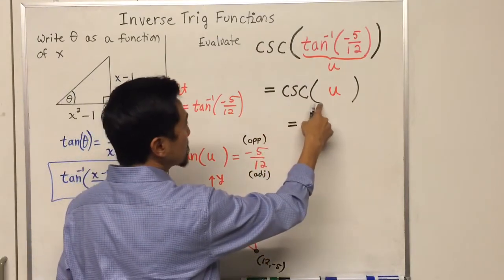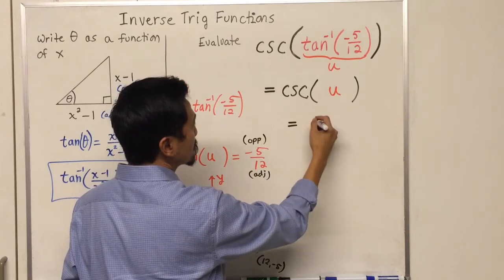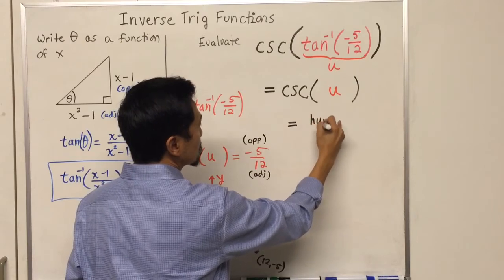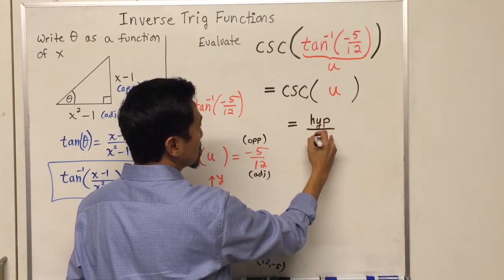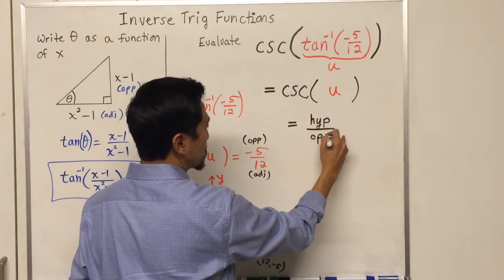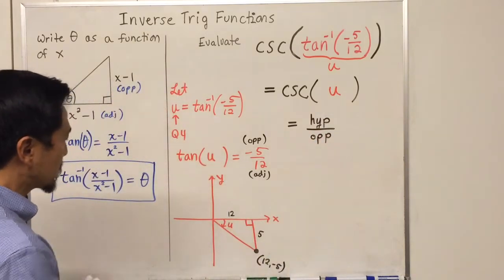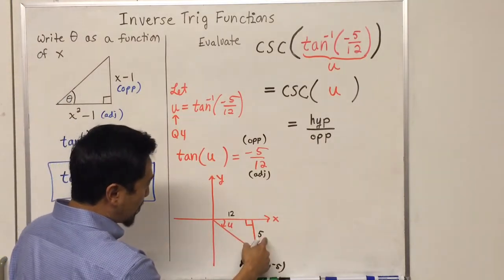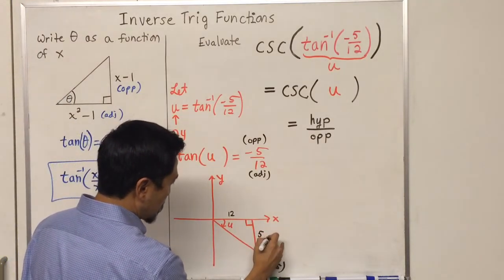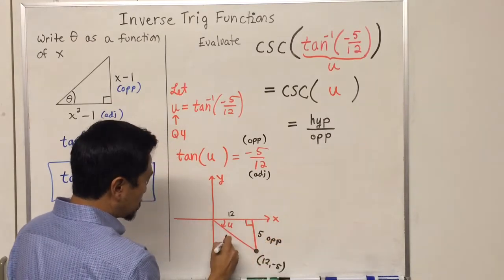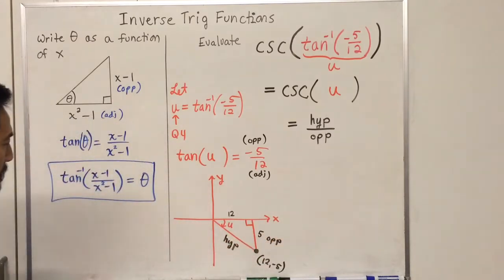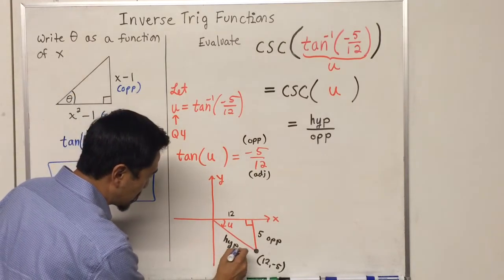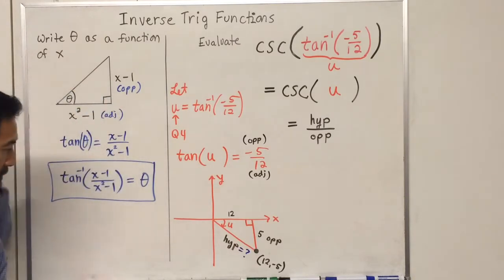But cosecant is what, folks? By definition, it is hypotenuse over opposite, right? Okay, so if I look at my angle u here, I do have the opposite, which is here, but I don't have my hypotenuse. So that hypotenuse is a missing value. Let's call it question mark.